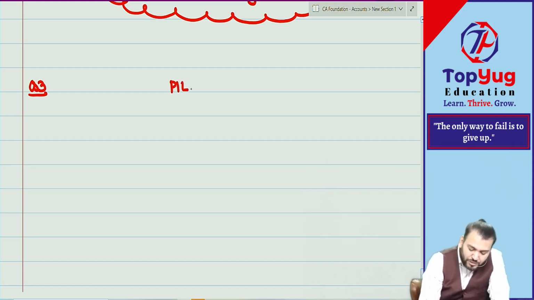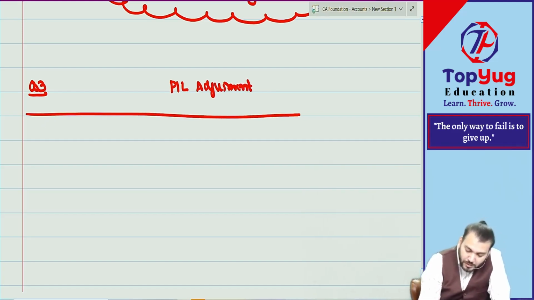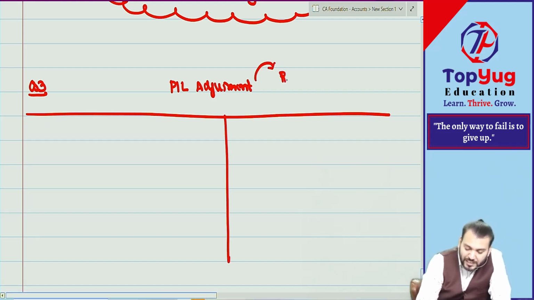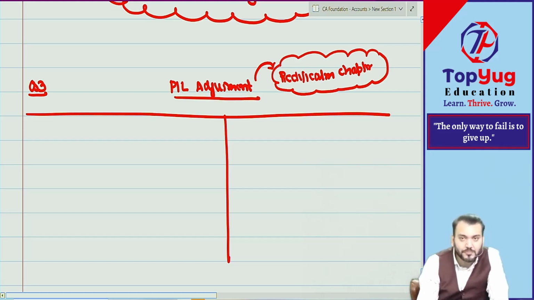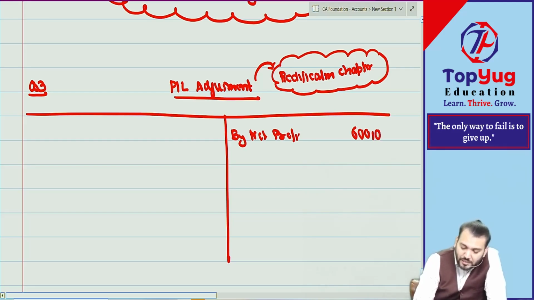Whenever this type of question comes, we prepare one PL adjustment account. Detailed discussion of these will be done in which chapter? Rectification chapter. However, right now you will be able to understand, but confidence will come in the rectification chapter. So how much net profit is given? 6 lakh. Now I am just giving one rule.